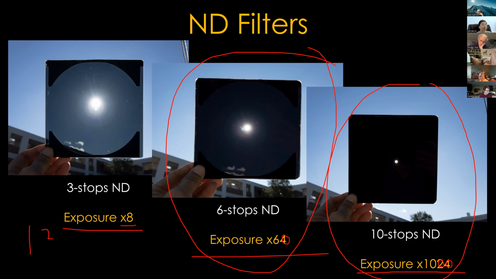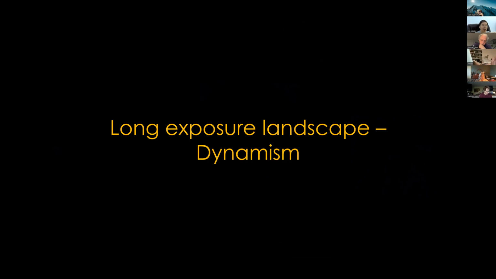I would suggest you just skip the 3 stop, because with today's cameras, you can easily adjust 3 stops up or 3 stops down with the ISO or with the aperture. Okay, so you can just skip this. 6 and 10 stop are the most important tools in your camera bag.